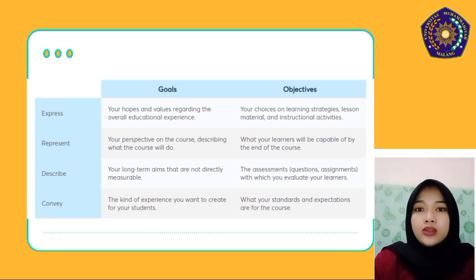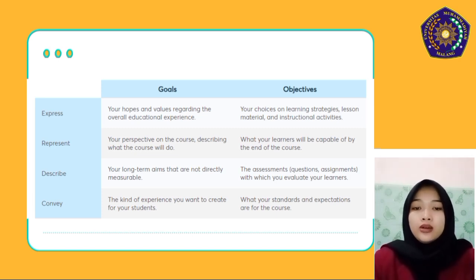The next difference is that learning goals represent the teachers' perspective on the course, describing what the course will do. And learning objectives represent what our learners will be capable of by the end of the course. The next difference is that learning goals describe teachers' long-term aims that are not directly measurable, while objectives describe the assessment, such as questions, assignments, and quizzes, which can be used to evaluate students' learning progress.